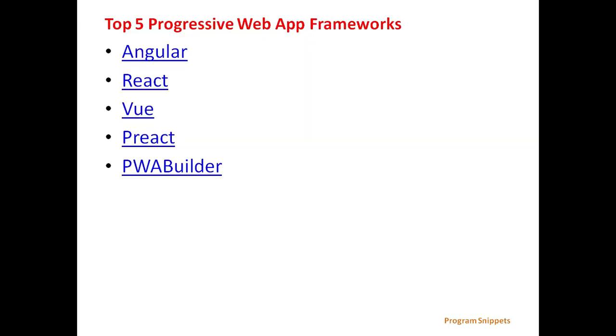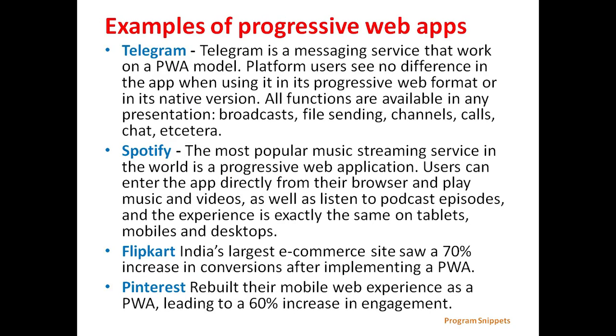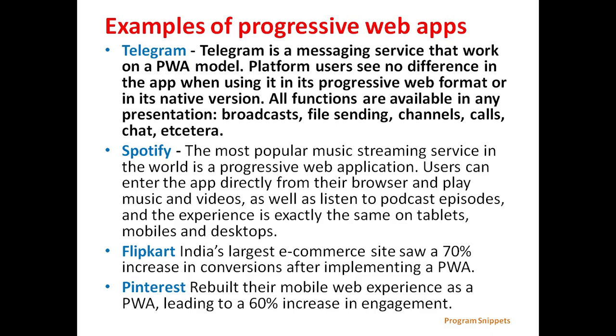Top 5 progressive web app frameworks are Angular, React, Vue, Ionic, and PWA Builder. Examples of progressive web apps are Telegram. It is a messaging service that works on the PWA model. Platform users see no difference in the app when using it in progressive web app format or in its native version. All functions are available in any presentation, that is broadcast, file sending, channels, calls, chat, etc.